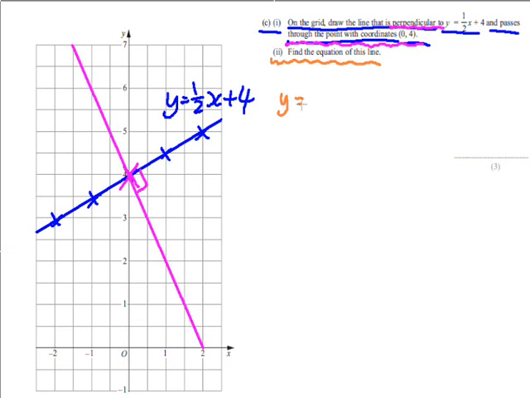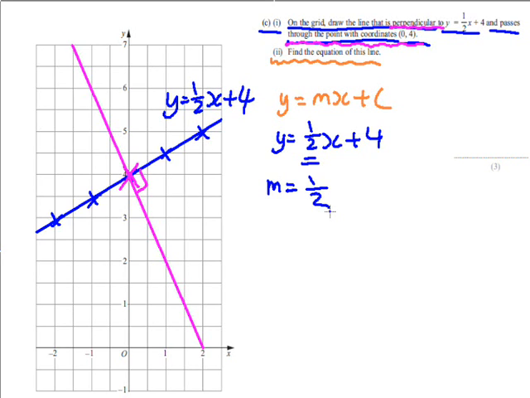So I'm just going to write out the general equation for a straight line, y equals mx plus c, where m is the gradient, c is where it cuts the y-axis, the y-intercept. And the equation for our original line is y equals half x plus 4. So the gradient for the original line is a half. I hope you can see that.